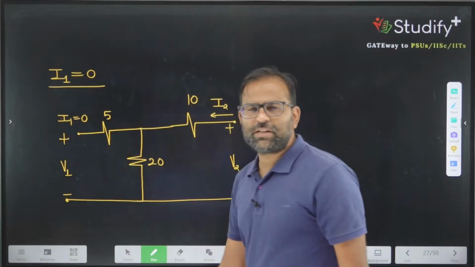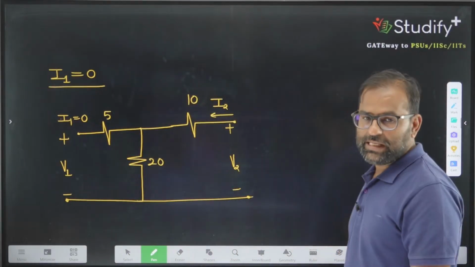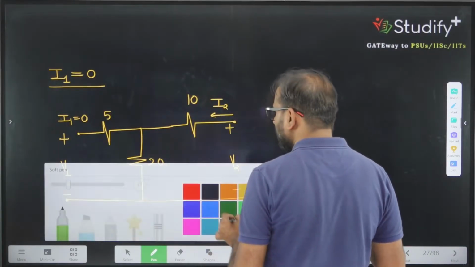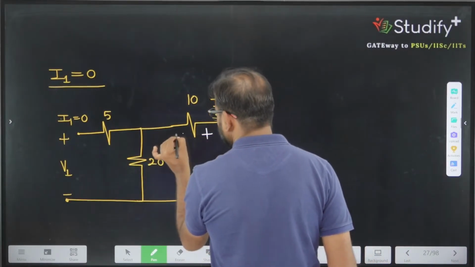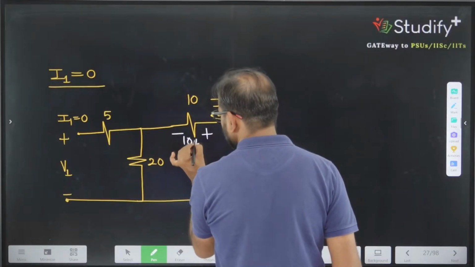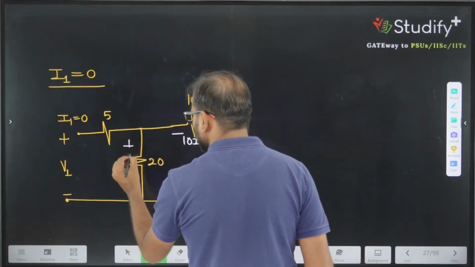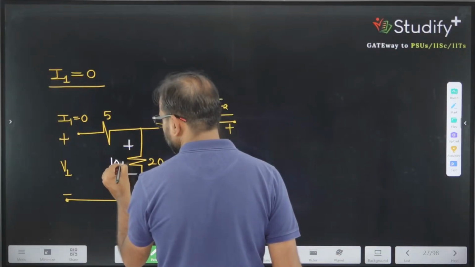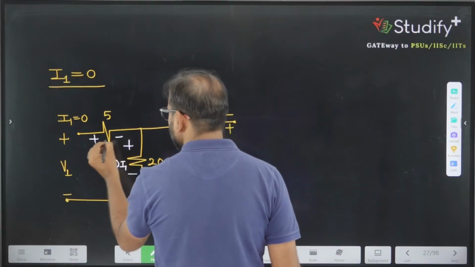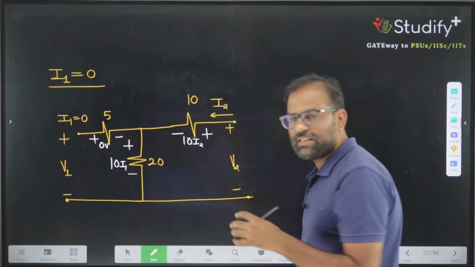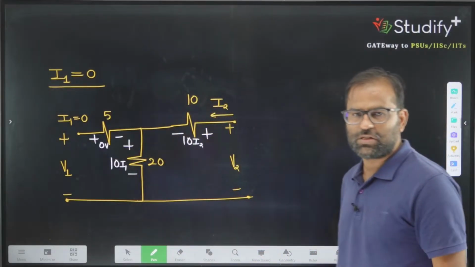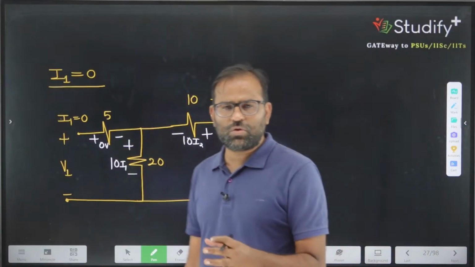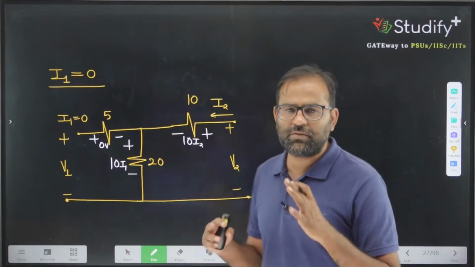By making I1 equal to 0, again I am interested in V1 and V2. So what is the potential drop across this component? This potential drop is 10 times I2. What is the potential drop across this component? It is 0, because I1 is equivalent to 0. So I times R is the potential drop across. So what is the value of V1? Again we have to calculate V1 and V2.